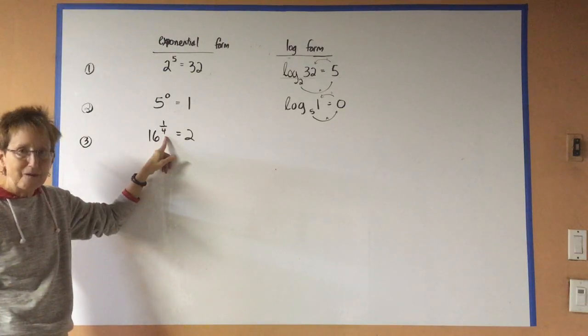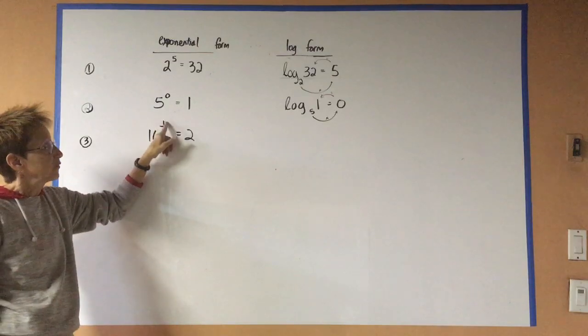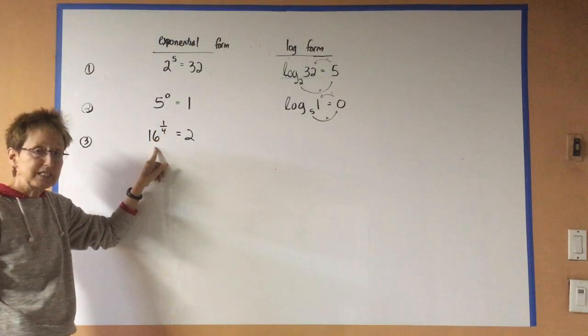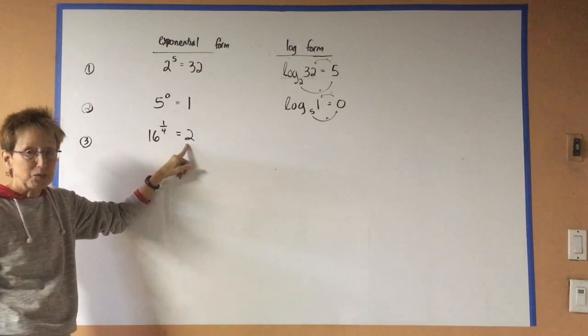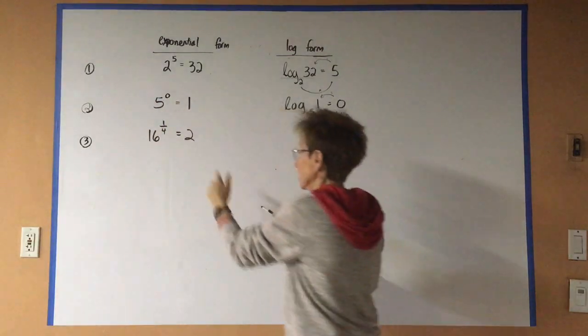Oh, back to chapter R again. It means the 4th root of 16 to the 1st power. So the 4th root of 16. What's the 4th root of 16? It's 2, right? 2 times 2 times 2 times 2 will give me 16. So this is a true statement.